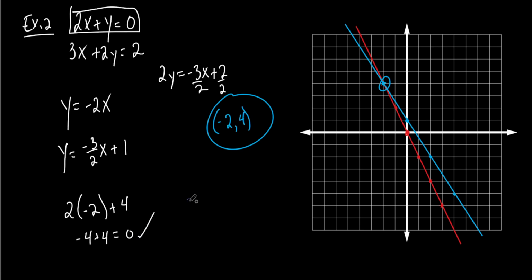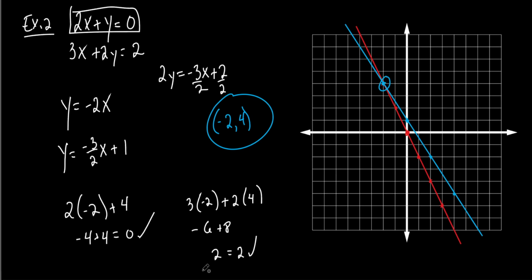Let's put it in for the second one. 3 times negative 2 plus 2 times 4. Let's see what that is. That's negative 6 plus 8, which is 2. And it should equal 2. And it works for both of them. So I'm good to go. I'm like 100% confident that that's my correct answer.